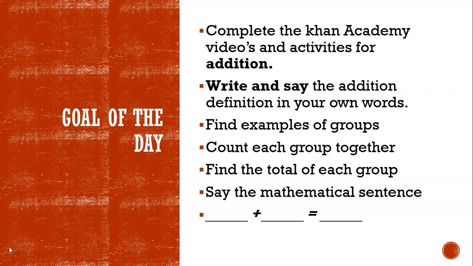We are getting ready to practice addition through a scavenger hunt. Let's get started. You are going to complete the Khan Academy videos and activities for addition. You're going to write and say the addition definition in your own words. You're going to find examples of groups, count each group together, find the total of each group, and say the mathematical sentence: blank plus blank equals blank.